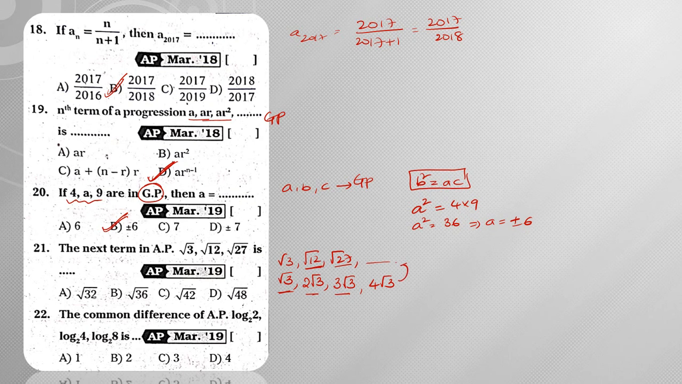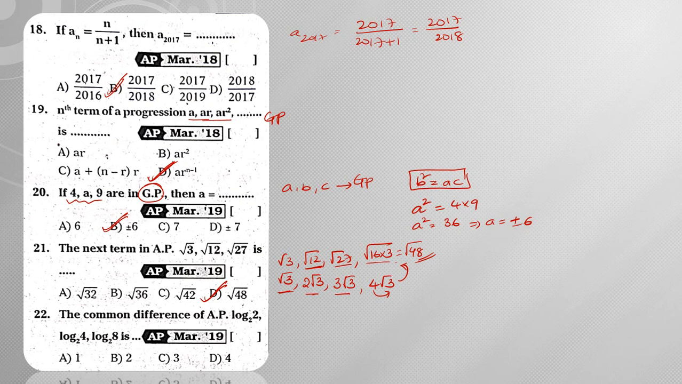If it is 4 times root 3, when this 4 goes inside the square root, it becomes root over 16 into 3. So root over 16 into 3 can be written as root 48. Hence the answer is square root of 48.